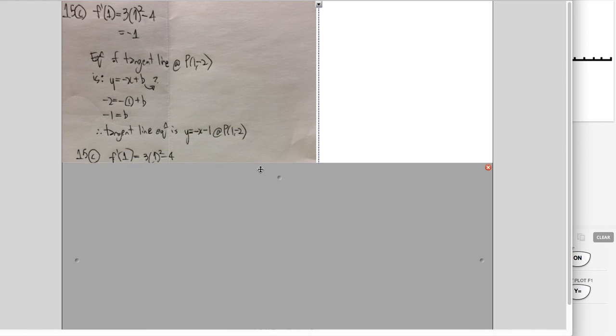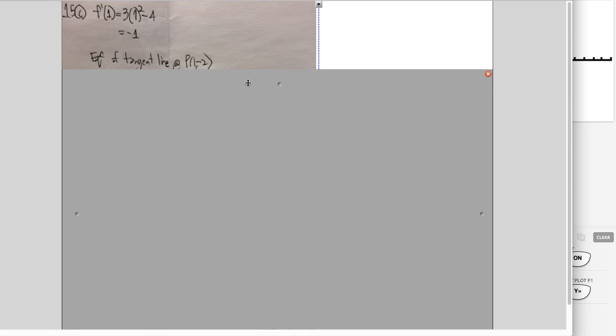We're asked to find the tangent line equation at a given point. So to find the equation of any line, you need a slope and a point. We're given the point P, 1 comma negative 2, but we don't have the given slope at that point. From the prior question that we just proved, the derivative is 3x squared minus 4. If we substitute in the x value and simplify, we'll come up with the actual rate of change at that point. In other words, the derivative function value at 1 is negative 1.